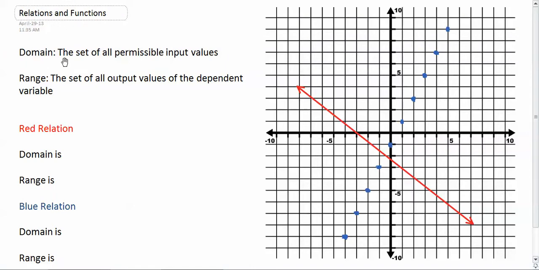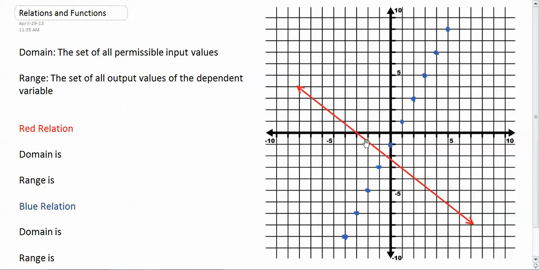So first word, domain. Domain is the set of all permissible input values. So remember, your input values are along the x-axis. So these are the set of all the different values that we use as inputs. The range, the set of all output values of the dependent variable, that's the set of all the values that our relation uses on the vertical axis. So for domain, it's all the horizontal values that are used, and for range, all the vertical values that are used. So let's take a look at our red relation here first.